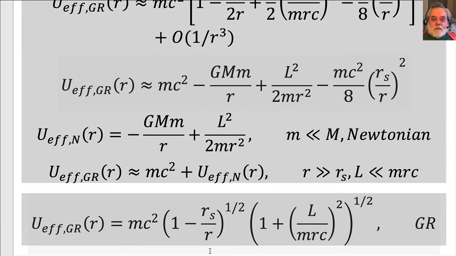As we approach the event horizon, r approaching r sub s, this expression is going to approach 0. And the effective potential energy approaches 0. And this is going to be regardless of the rest mass energy. This is called the pit.